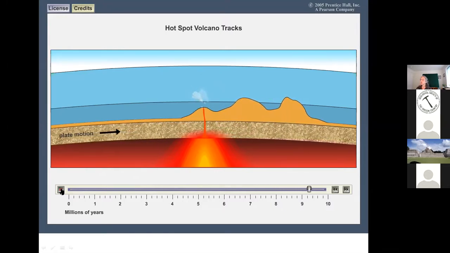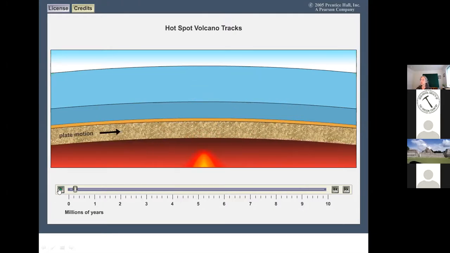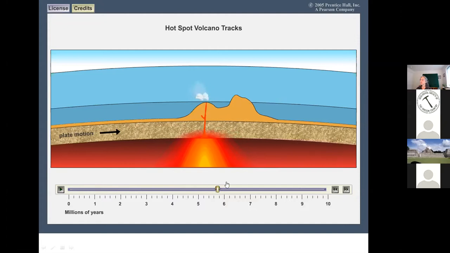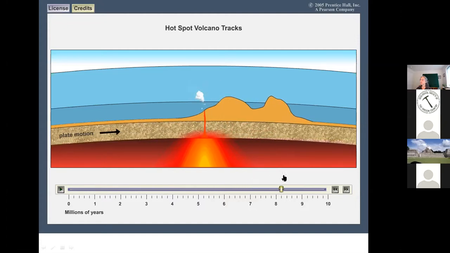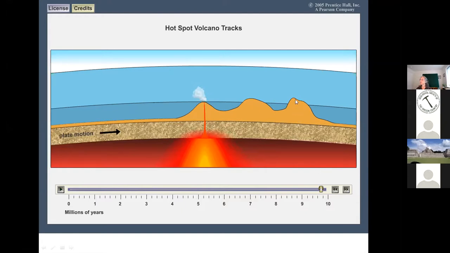So we have what we call an age progression, which is due to a hotspot. Let me move it, we'll do it fast. One island, two, three. These are volcanic centers. So we have the oldest one here, and then they get progressively younger as you go in a certain direction. That's what we call an age progression.